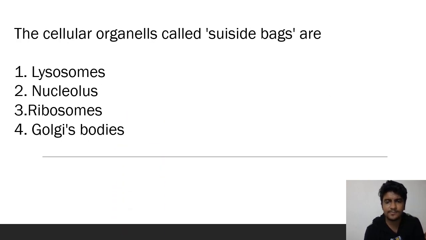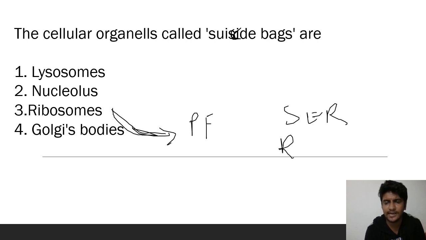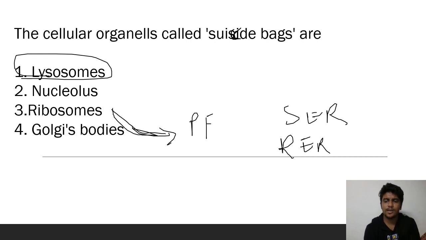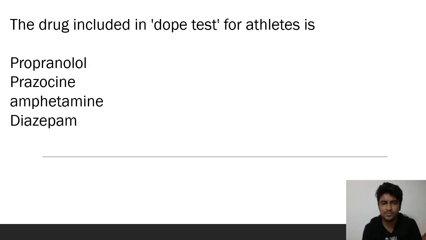The cellular organelle called suicidal bags. This we have been learning since childhood. Okay, cellular structure. So we all are aware that Golgi bodies are protein factories. Your ribosomes are your protein synthesizers. We have smooth endoplasmic reticulum and rough endoplasmic reticulum, SER and RER. Your lysosomes are your suicidal bags, and the powerhouse is your mitochondria. So the right answer is lysosomes.